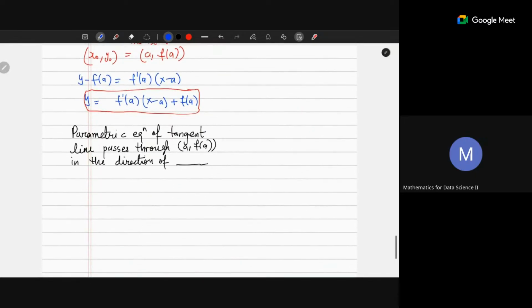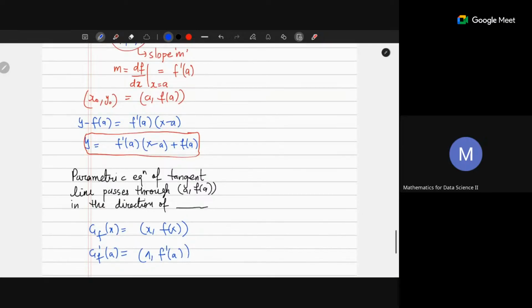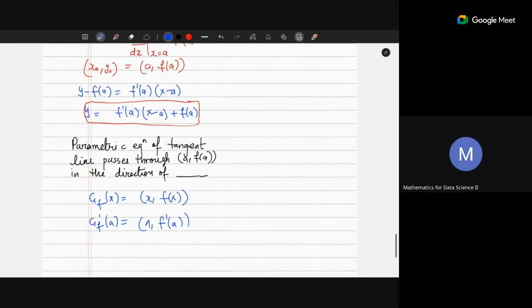So if I calculate, my graph of the function f at x is x comma f of x. If I look at the derivative of this, then it is 1 comma the derivative of f at this point. So this will be my direction. This is my direction of the function, so in the direction of 1 comma f prime of a.